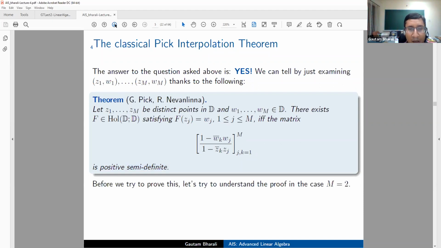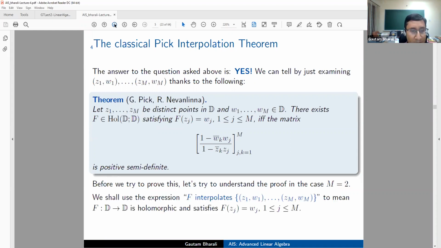So before we try to prove this, the question will arise, the condition that guarantees that there exists a holomorphic map with a desired property is so far removed from anything in complex analysis. So how do we even see this? So that's what we should try to understand first. So let's try to understand the proof in the n equals 2 case.